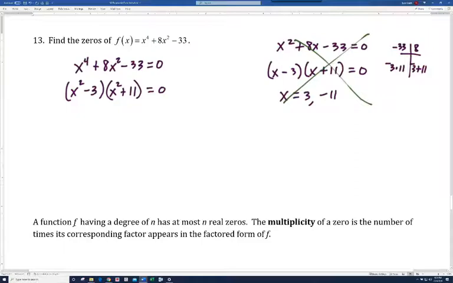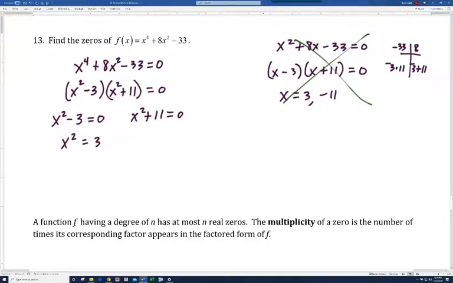Now we're going to do the same thing we've done in the past. We're going to set each of our factors equal to 0. So we've got x squared minus 3 equals 0. I'm going to go ahead and add 3 to both sides, and I get x squared equals 3.